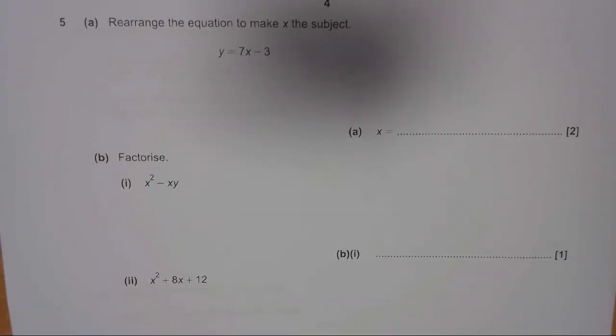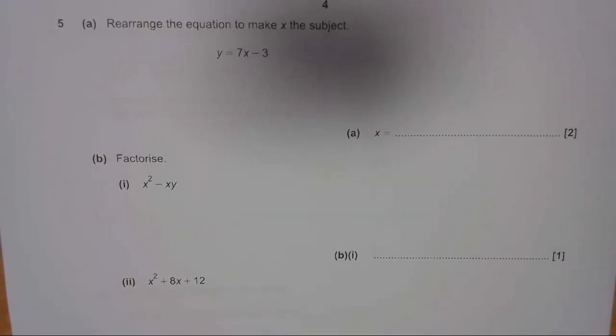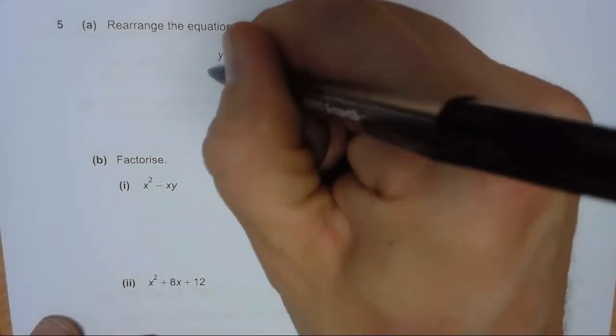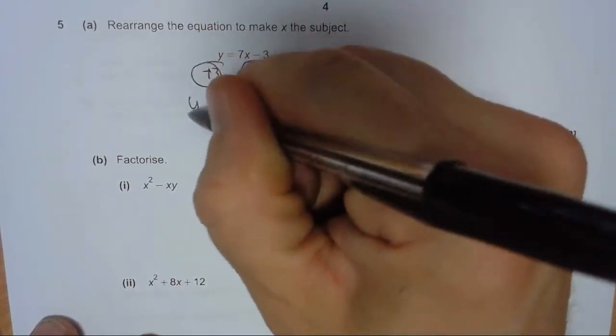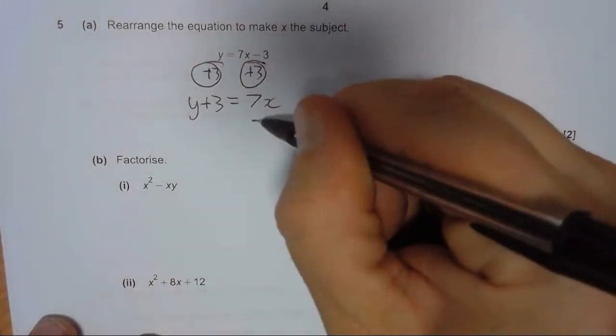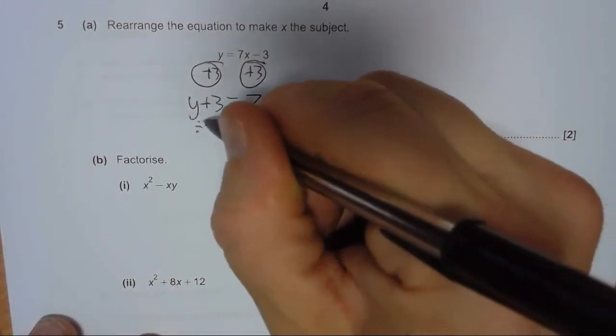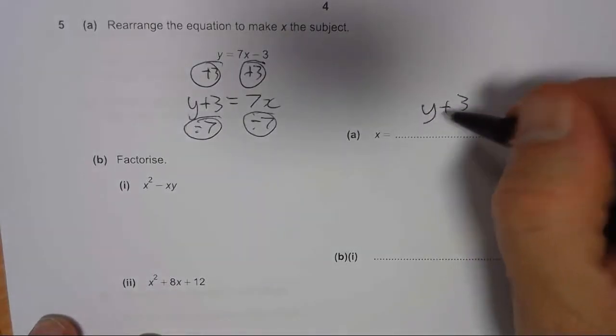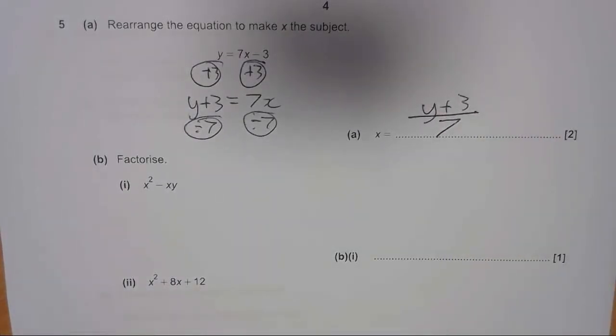Y equals 7x minus 3, we're going to rearrange it. So just stick with a careful balancing method. I need to get x on its own, so the first thing I'm going to do is add 3 to both sides. That's going to give me y plus 3 equals 7x. Then I'm going to divide by 7, and that's going to give me x equals y plus 3 over 7.